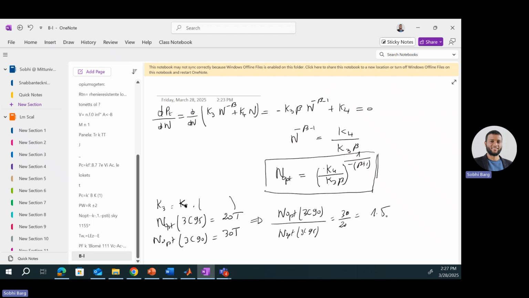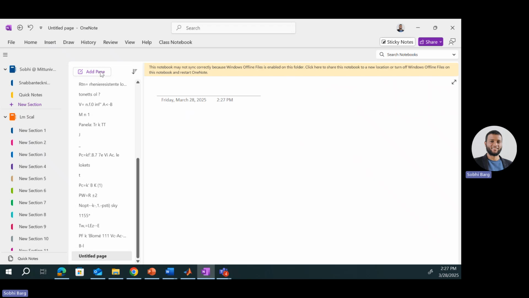That's a big difference, more than 50%. Okay, now how can we verify this? We can calculate the ratio between these two materials using this equation. Okay, now I can copy this equation into your page.